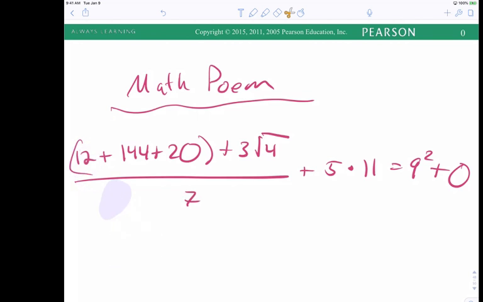A dozen, a gross, a score, plus 3 times the square root of 4, divided by 7 plus 5 times 11 equals 9 squared, and not a bit more.